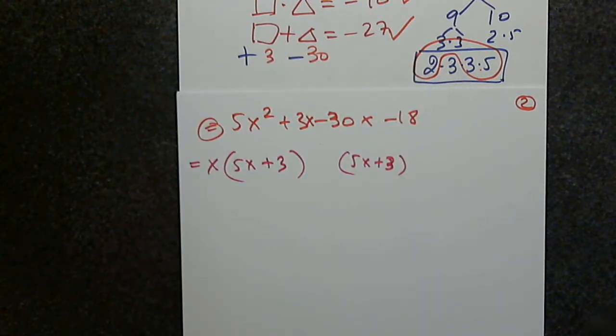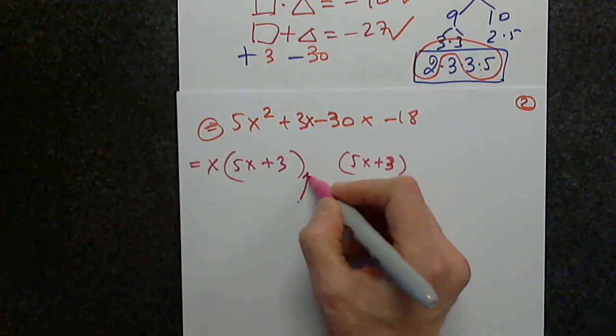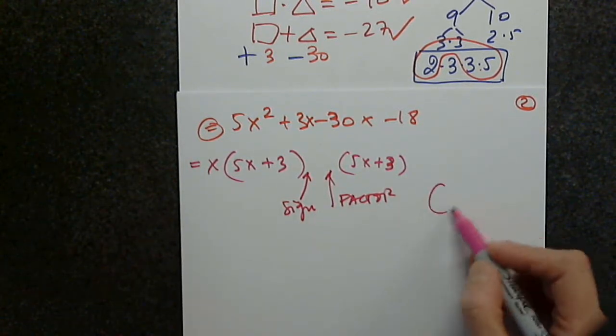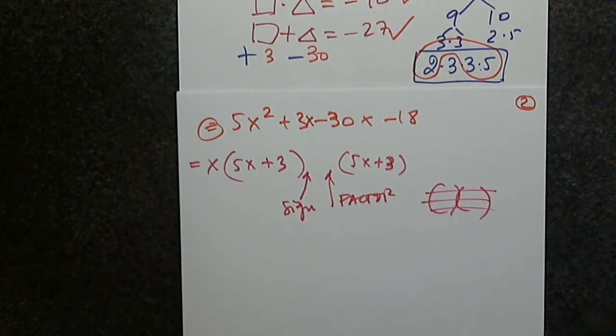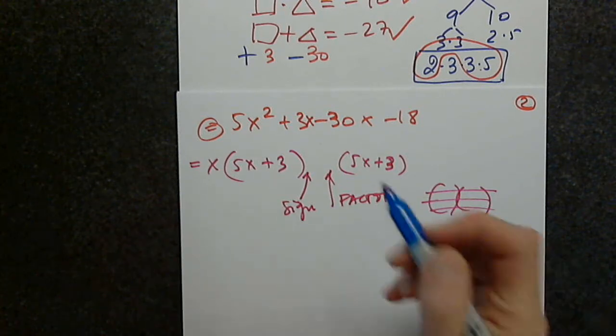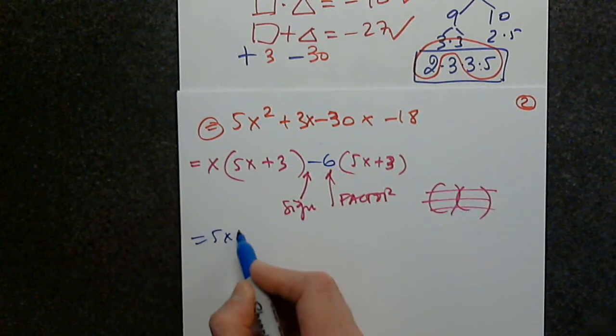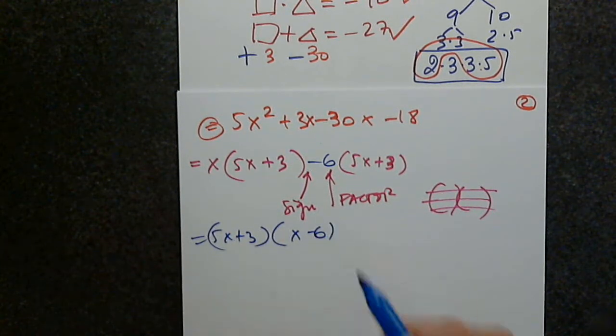What do I get? I need two things. This is very important. I need a sign and I need a factor. If you write them like this, you will never factor correctly. You have to leave space between this and this. You have to have a sign and you have to have a factor. So what is the sign and what is the factor that I need to put in? Yes, negative 6. Good. So now we have 5x plus 3 and x minus 6.